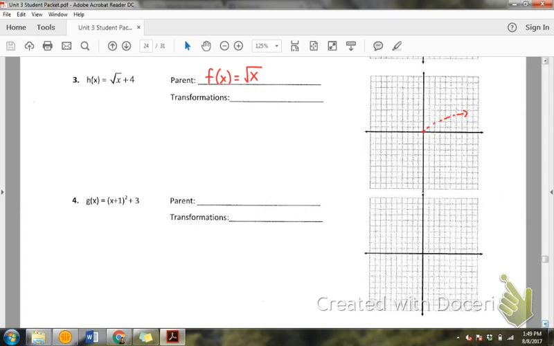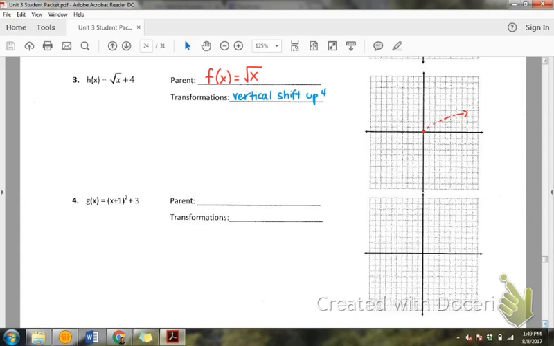Okay, now, where is the shift at, Ryan? Where's the shift? What number up here represents the shift? 4. Is it a vertical shift or is it a horizontal shift? It's a vertical shift, right? Because it's not underneath that radical. If it was under the radical, that would be a horizontal shift. So this is a vertical shift. Which direction, Ryan? Up how many? 4, right? So this is a vertical shift up 4.